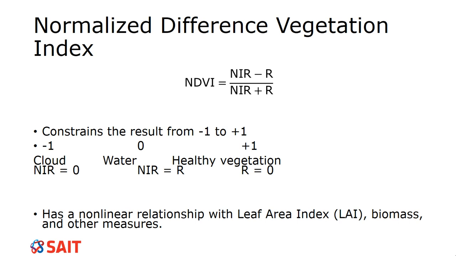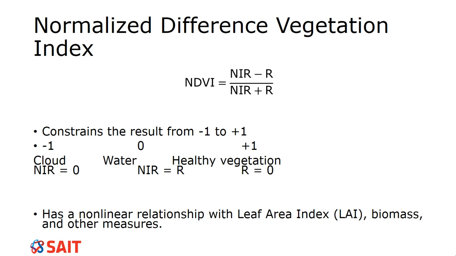So let's look at a +1. That means that red has to be 0. So it means that photosynthesis is perfect, which is unlikely that you're going to get something like that. But if you were to get a +1, you know that the near infrared is being reflected perfectly and the red is being absorbed perfectly. So that would be very, very healthy vegetation in that case.